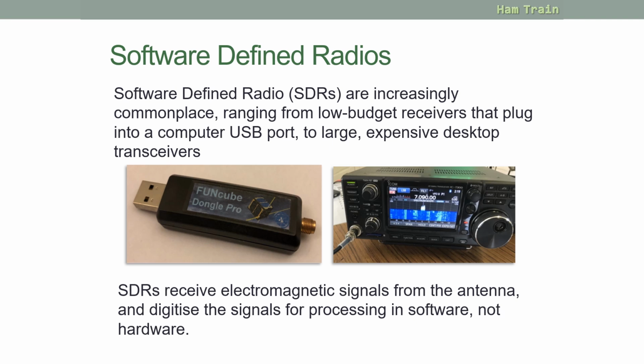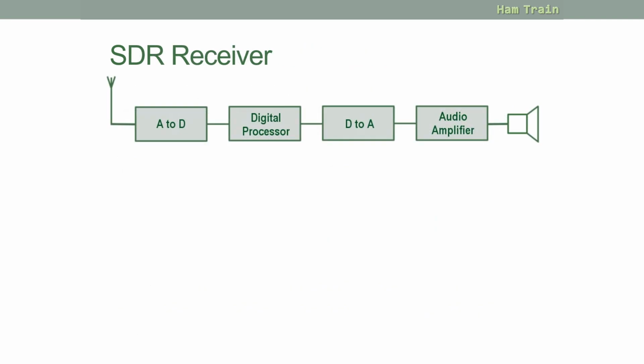So how does it work? The software-defined radio gets its electromagnetic radio signals from the antenna and then digitizes the signals for processing in software and not hardware. We can look at this on a box diagram here. The incoming signals are converted from analog into digital, fed to a digital processor, and then converted from digital back to analog so that we can hear it.